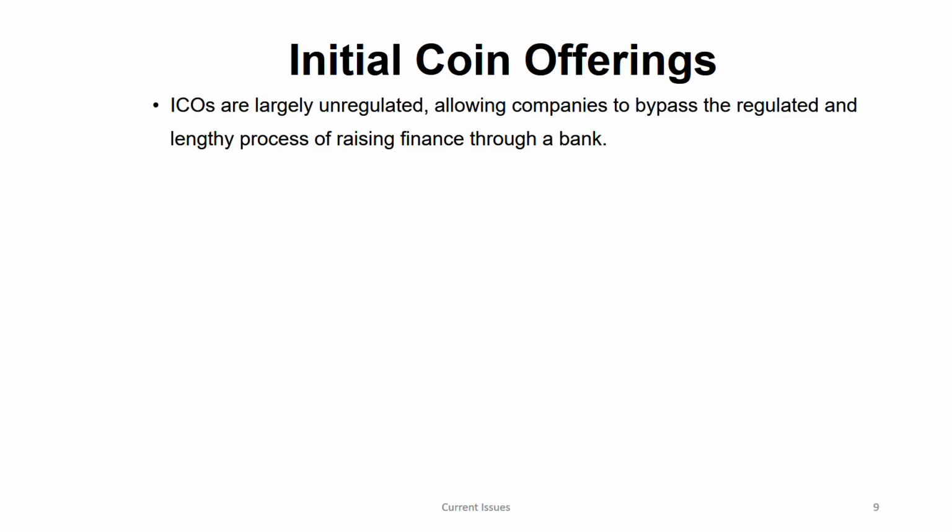Now, ICOs are also like your cryptocurrency, unregulated. Because it's unregulated, companies can have an advantage. Why? They can bypass all the regulated and lengthy process that they have to go through for raising finance.